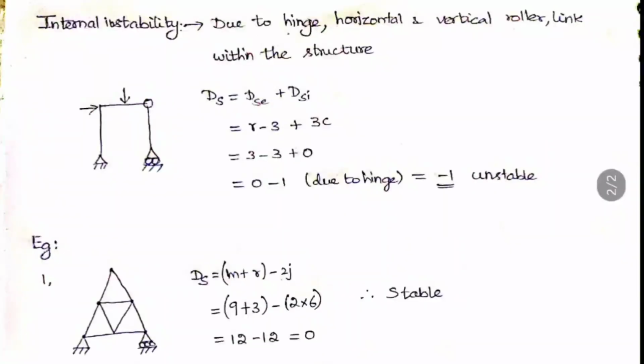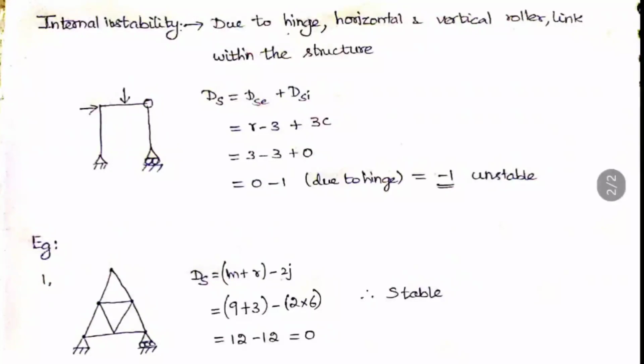Next thing is the internal stability. Internal instability occurs due to a hinge, horizontal or vertical roller, or link within the structure. This also we have seen already in the static indeterminacy. We will be subtracting those values at last in the ds value.